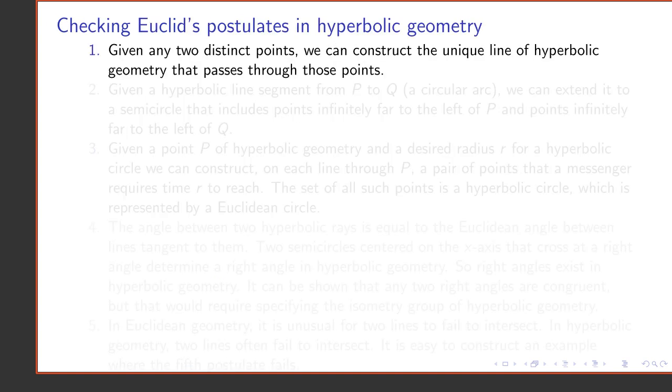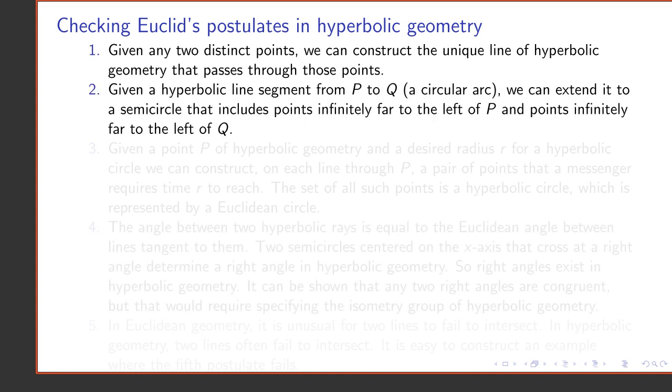Finally, we can check the postulates. I've shown you how, given any two distinct points, I can construct the unique line of hyperbolic geometry along which a Hermes messenger will travel to get from point A to point B. So postulate 1 is okay. Given a hyperbolic line segment, an arc of one of these circles, I can extend the circle all the way around to the shoreline on either side, and since that's an infinite hyperbolic distance, I can extend it as far as I like. No exception, as we had in spherical geometry.